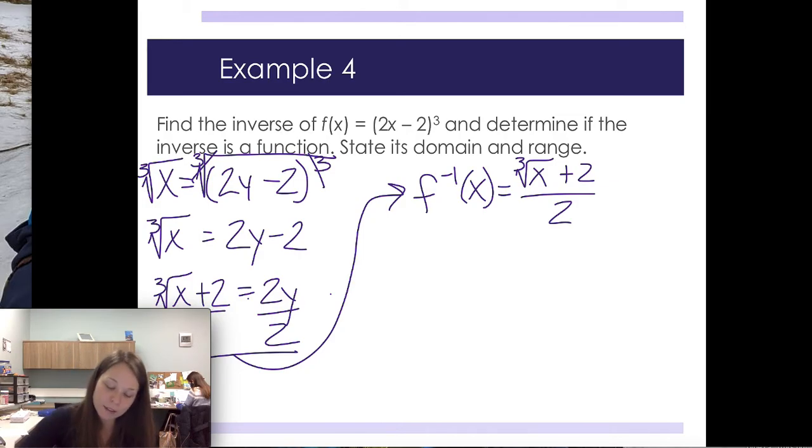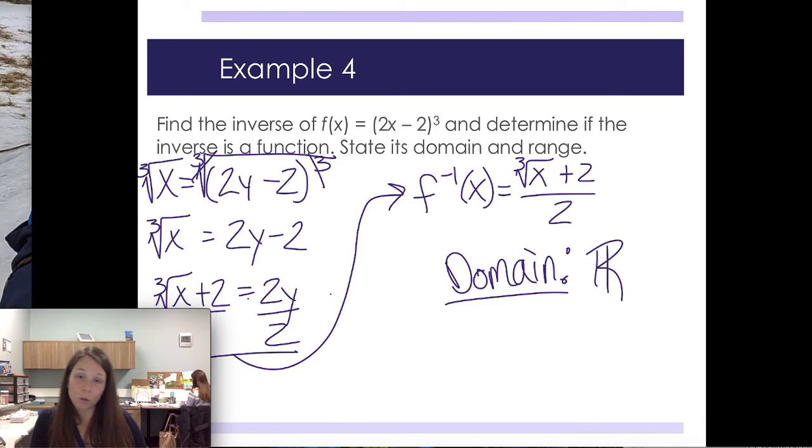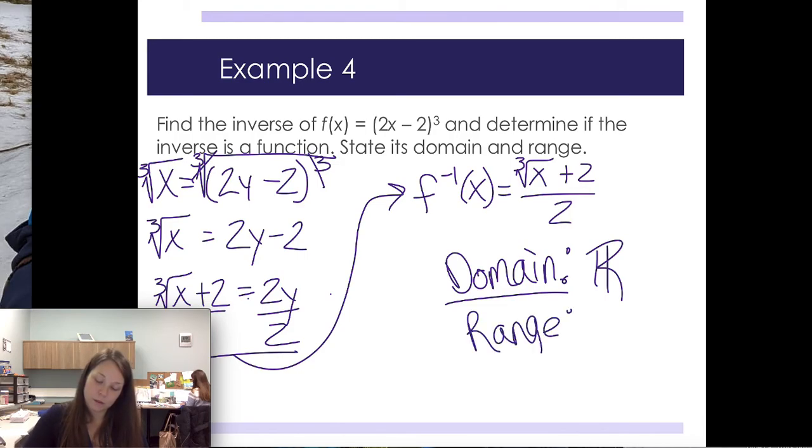When identifying the domain and range, this is really nice because for our domain, we always just want to look: are there any restrictions or values we could not plug in for x? And when we're taking the cubed root, the nice thing about cubed roots is we can do that for positive and negative numbers. So our domain is going to be all real numbers. And with our domain being all real numbers, our range is also going to be all real numbers.